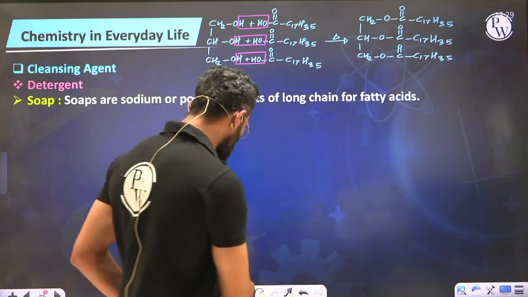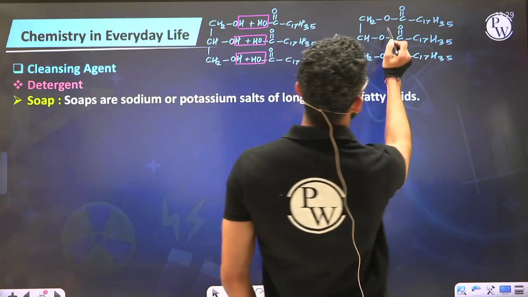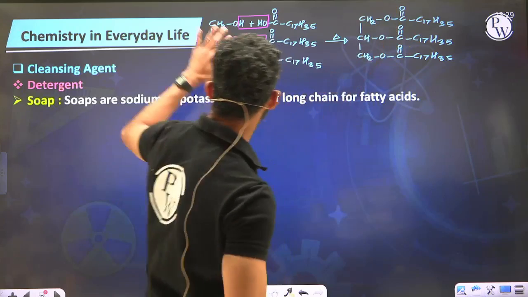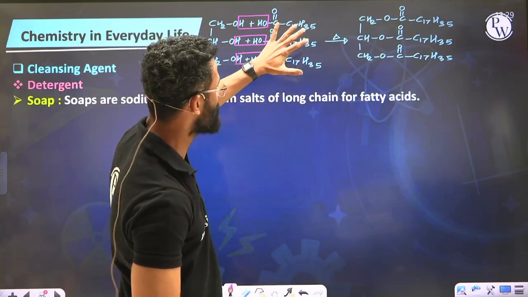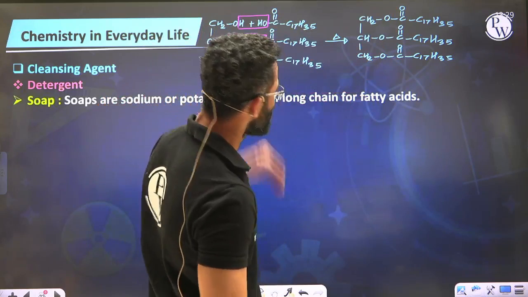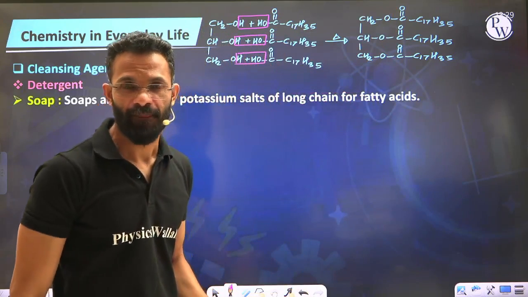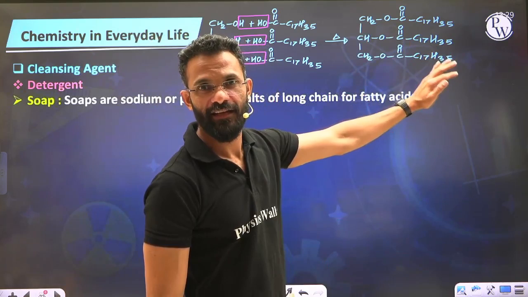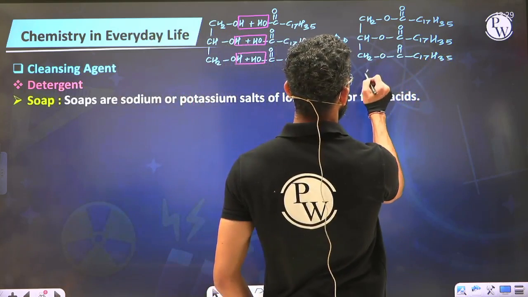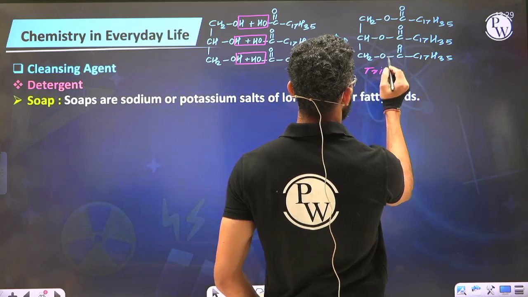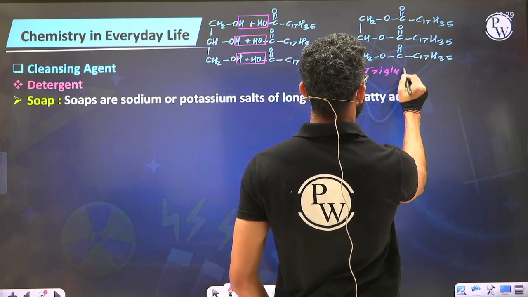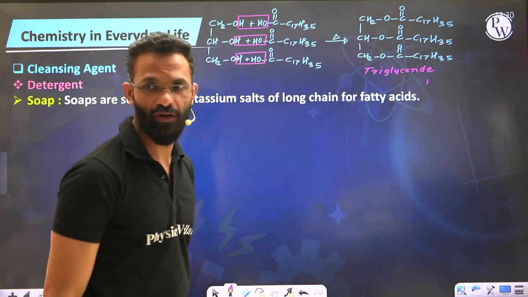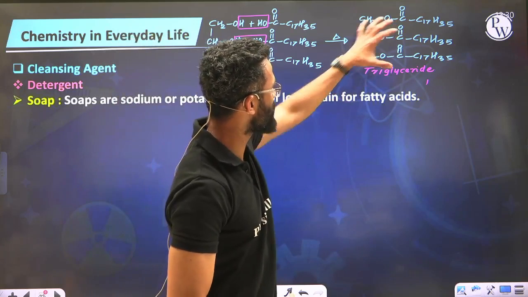Now see, the product obtained here contains 3 ester groups, 1, 2 and 3. So I'll call this a triester of glycerol and fatty acid. The fatty acid is your stearic acid, so this is called a triester of glycerol and stearic acid. Now this triester is sometimes also referred to as a triglyceride. Triglycerides.